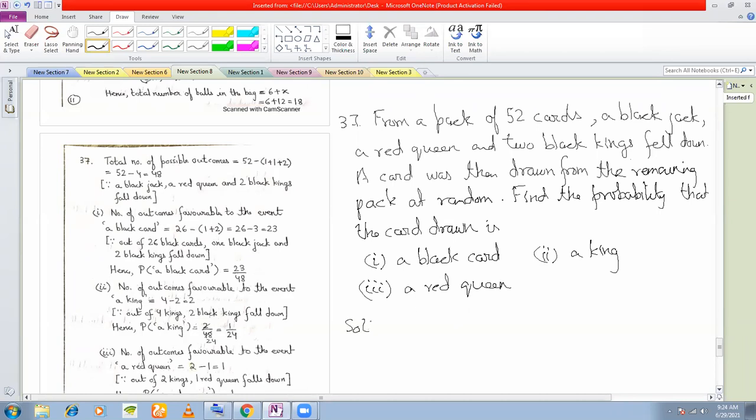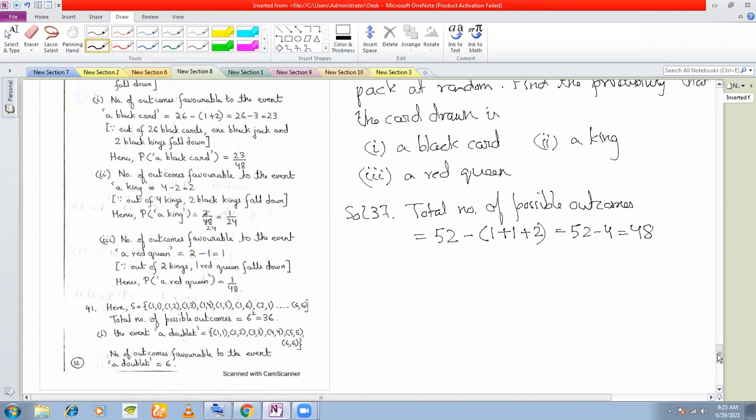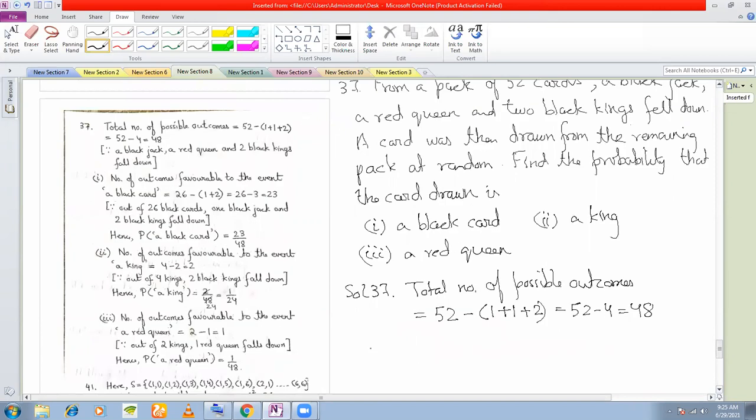Now from this pack, a certain number of cards are lost. So how many total possible outcomes? Total number of cards is 52, but certain cards are lost. What cards are lost? Black jack is lost, so 1 card is lost here. A red queen is lost, so another card is lost here. And 2 black kings are lost, so another 2 cards are lost. So you get 52 minus 4, which is 48. So from these 48 cards, we are now drawing certain cards.